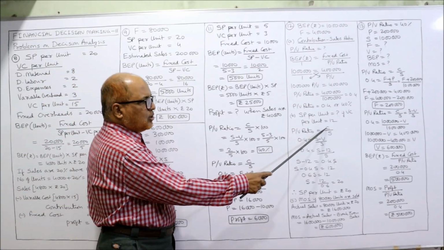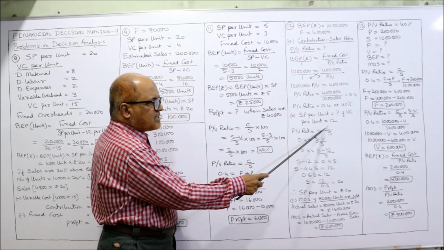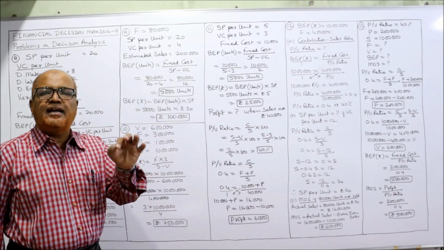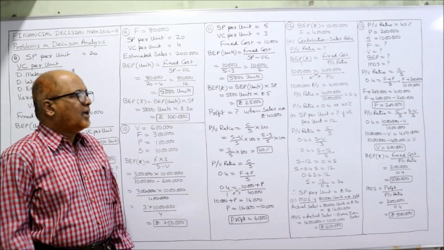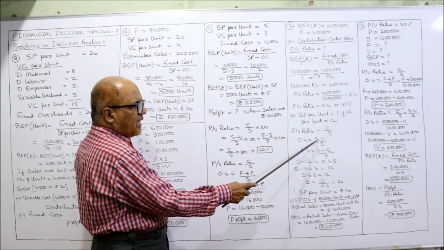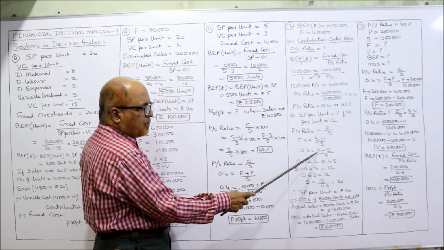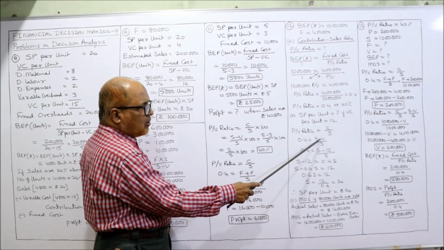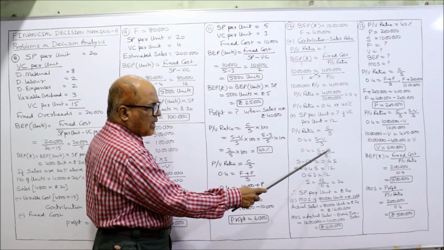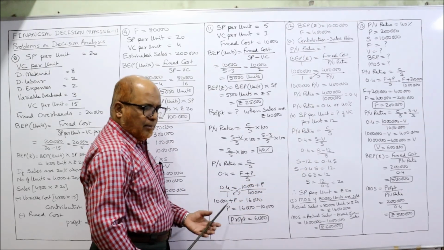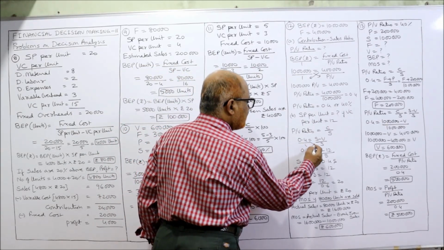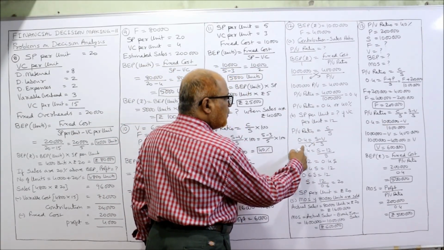So PV ratio is equal to C by S. In place of C, I am writing S minus V because I need selling price, right? PV ratio just now you have calculated 0.4 is equal to S minus V by S. Selling price we don't have, but variable cost is given in the problem 12. In place of V, I am writing 12 divided by S. Now I am making a cross multiplication like this. So what will happen? 0.4.